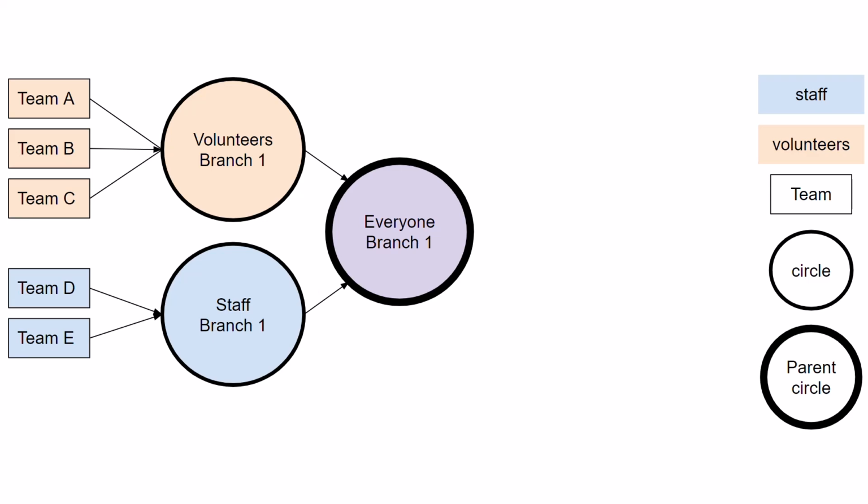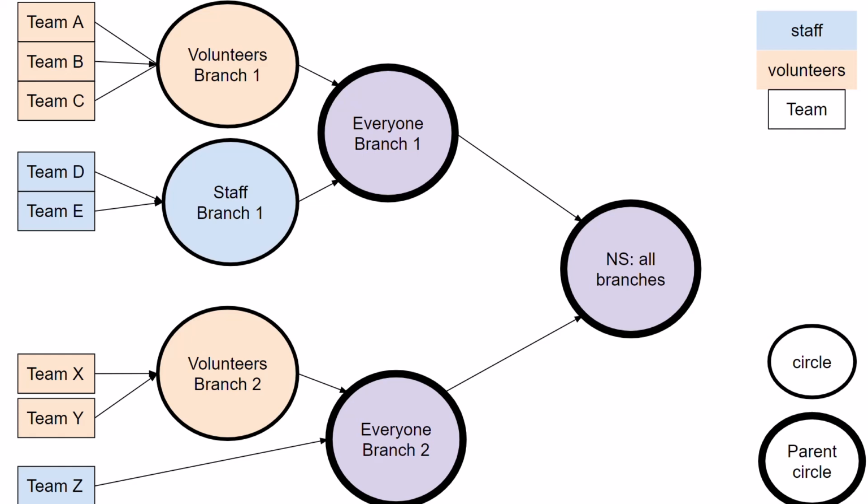Now, you can group these 2 circles into a super circle or parent circle, which would comprise everyone in branch 1. And you can even take that one step further and group all the branches, branch 1 and branch 2, into everyone, all branches. So basically, you have aggregated the results of Team A, Team B, Team C, Team D, Team E, Team X, Y, and Z into one super circle or one parent circle, which is basically everyone in that national society.